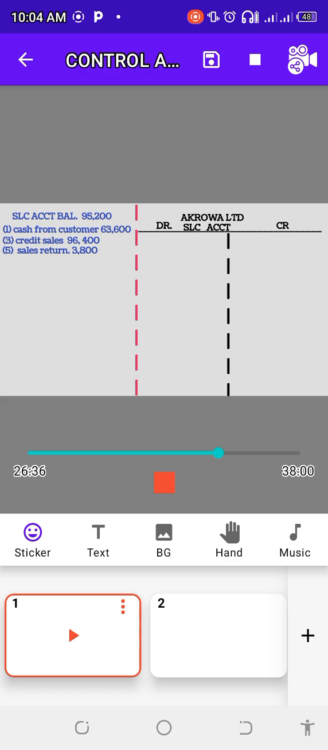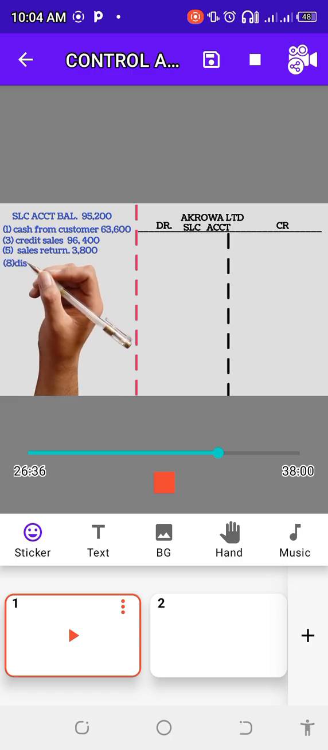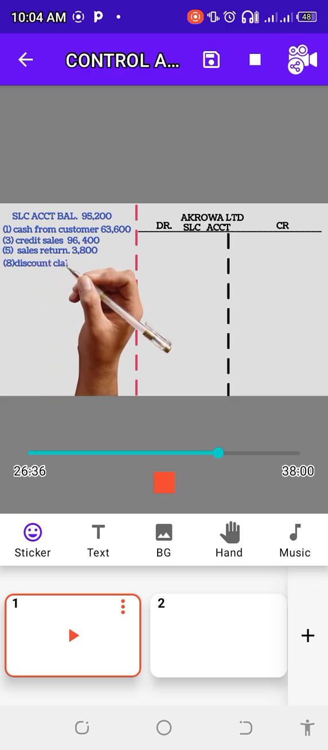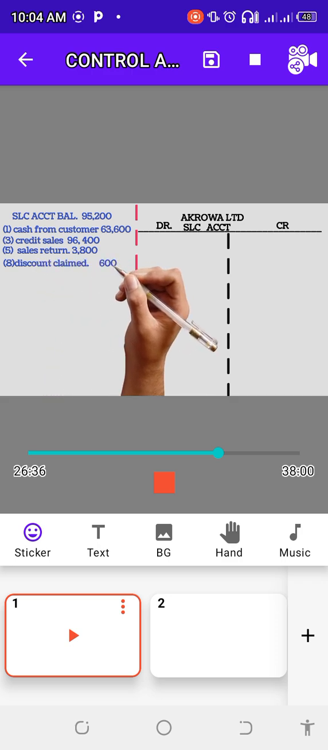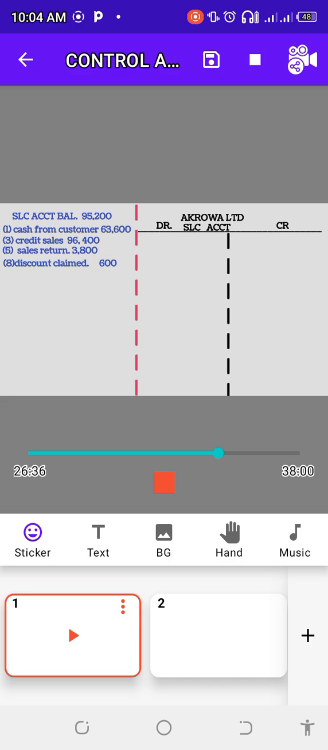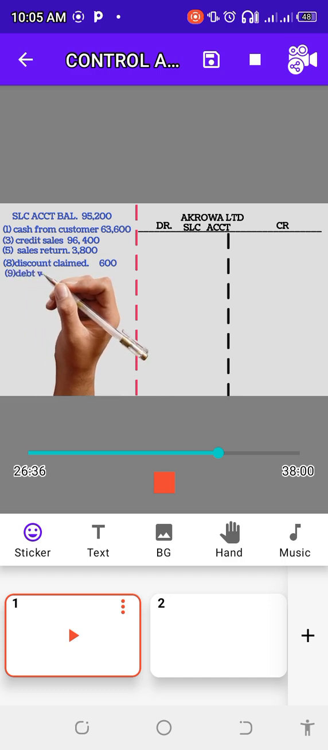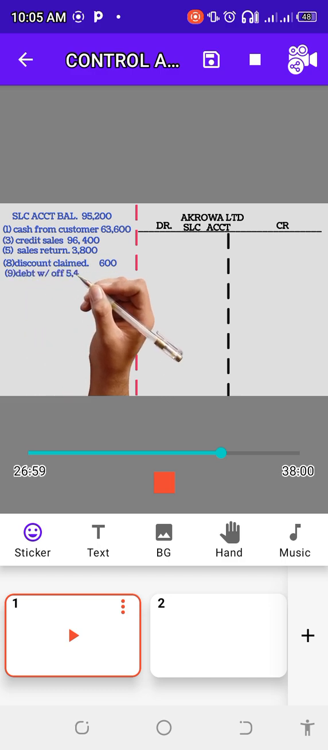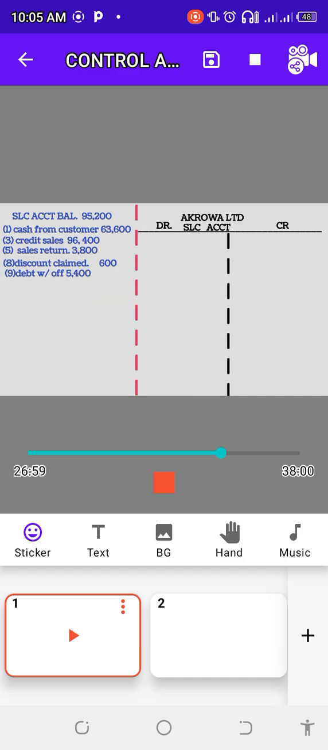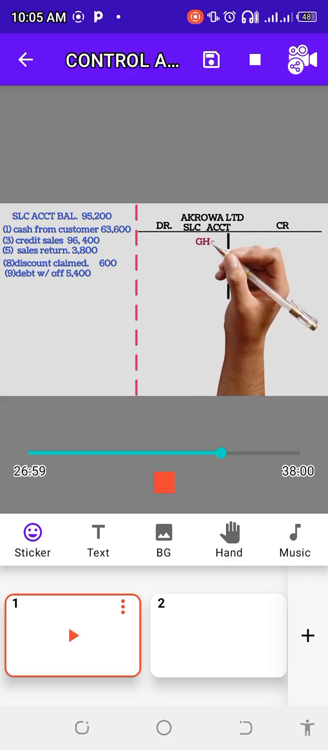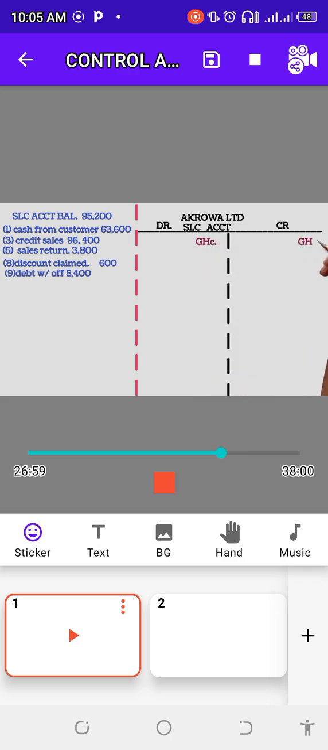Then transaction 8 there, of course, is discount claim. Already claimed 600. Then transaction 9, which is bad debt written off, and of course transaction 10, which is set off. All these are items of sales ledger control account, and as usual we'll continue to post them. The unit of account is also there.